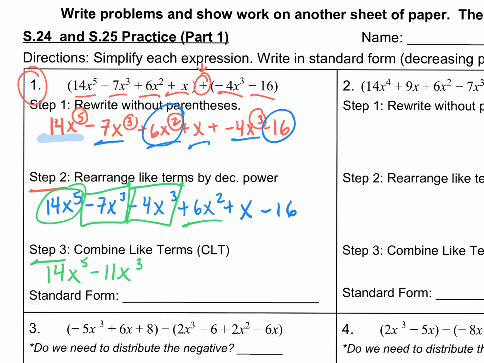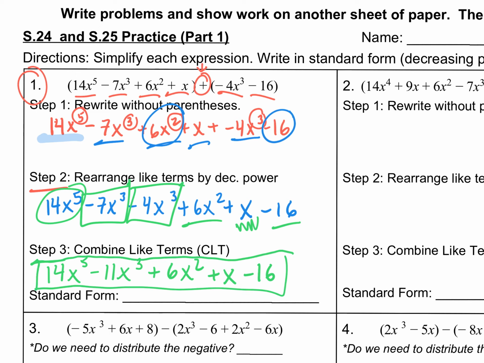Then I have x squared. There is no other x squared. So it's just 6x squared. I have x. There is no other, just x. And I have negative 16. There is no other number to combine it with. So this is our answer in standard form in decreasing power. So in number 1, we're adding.